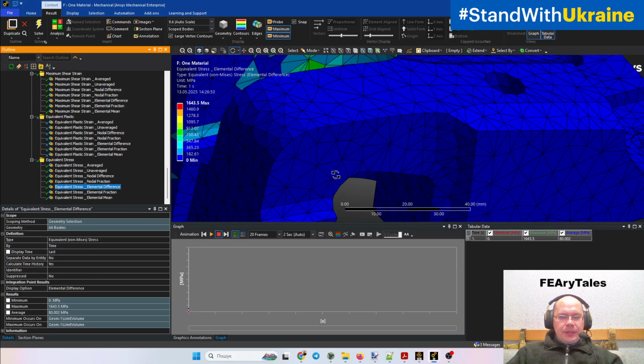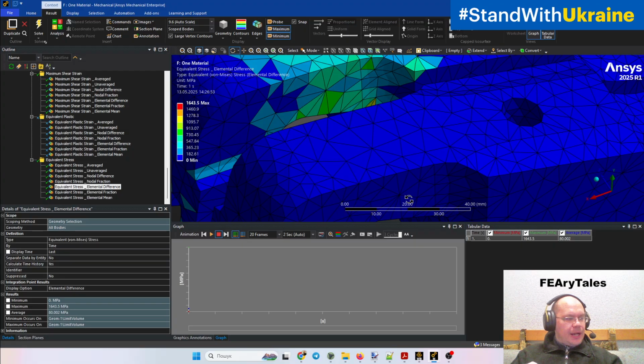So the element difference is almost the same, but from the point of view of the element. So we have one element, and this element has several nodes. Each node has its own stress for this element. And we have the minimum node stress for this element, and the maximum node stress for this element. And the element difference is the difference from maximum to minimum inside of one element.